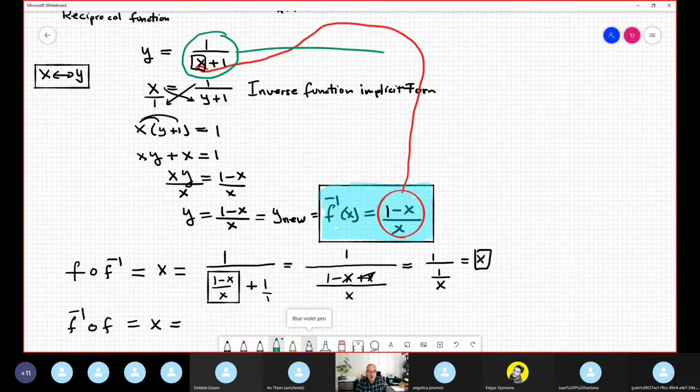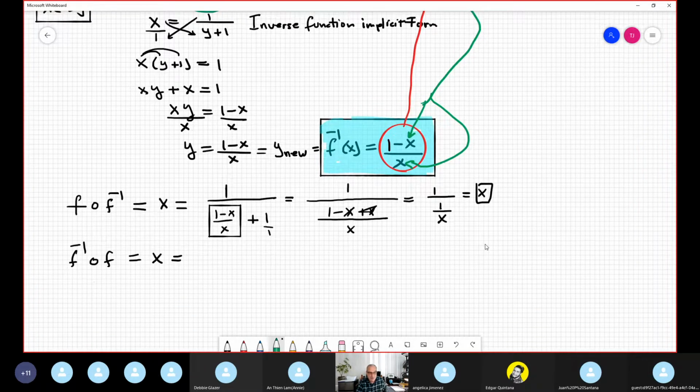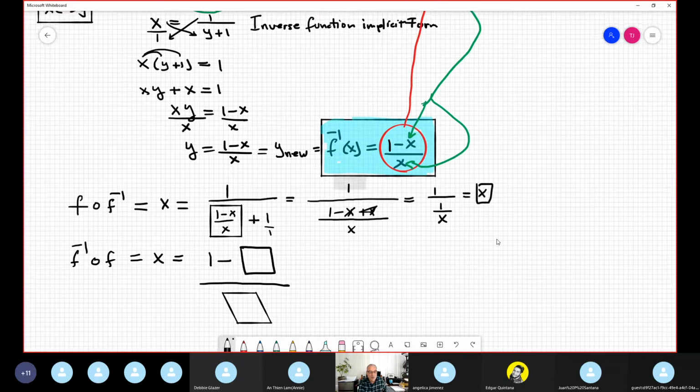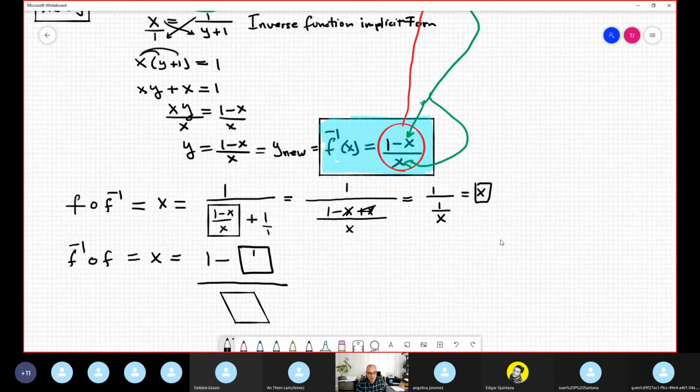Now, inside this x, and why not this x? Let's write something like that. Look, it is 1 minus something divided by something. And inside the something, I replace the original function, which is 1 over x plus 1. This is 1 over x plus 1, and 1 over x plus 1, plus 1.